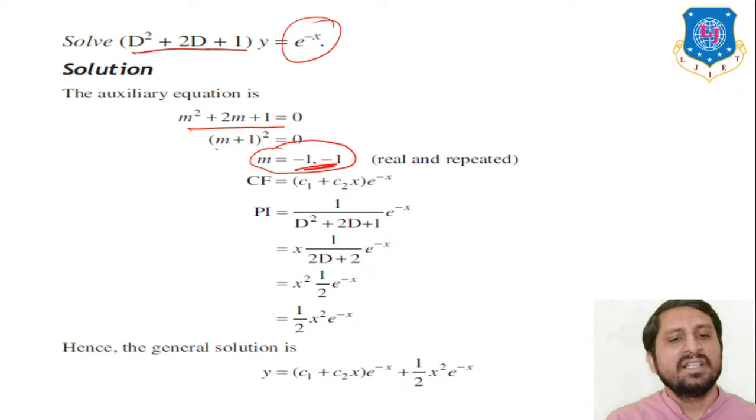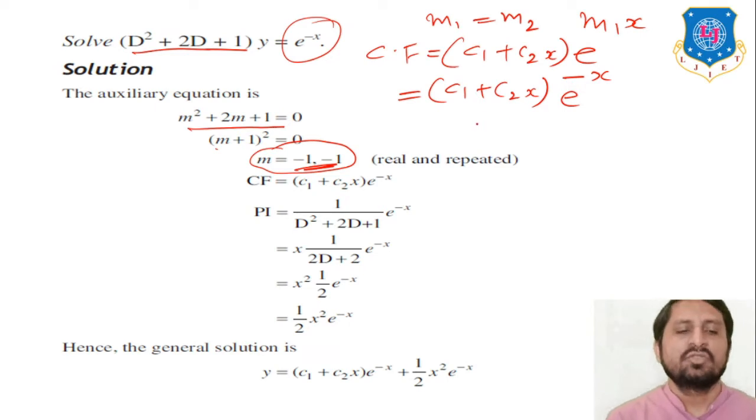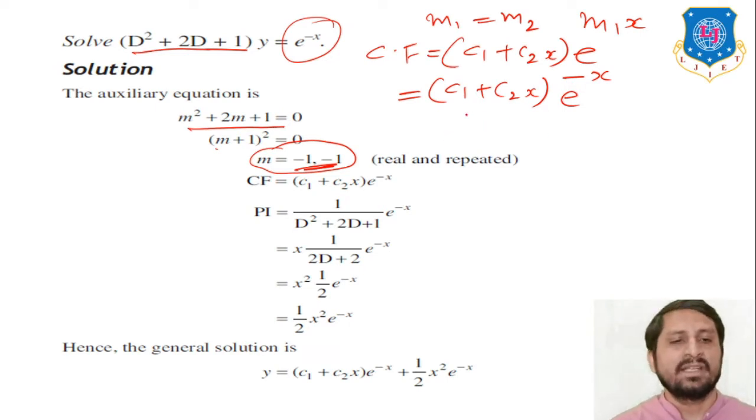Because of these repeated roots, we know that for a homogeneous linear equation, if m1 equals m2, then the complementary function is (c1 plus c2 x) into e raised to m1 x. So (c1 plus c2 x) into e raised to minus x, that is c1 e raised to minus x plus c2 x e raised to minus x. So y1 is e raised to minus x and y2 is x e raised to minus x. Now, the particular integral, we know what it is.